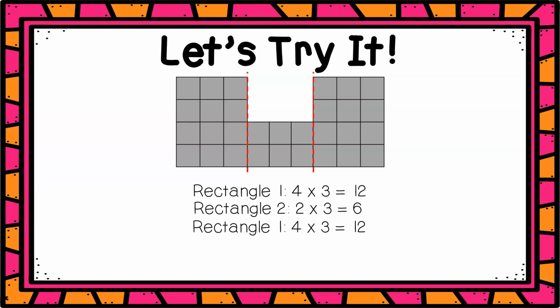Now we know that the last step is to add all of the smaller areas together. Let's do that, which is 12 plus 6 plus 12 equals 30 square units. So the area of that big tricky figure is 30 square units.